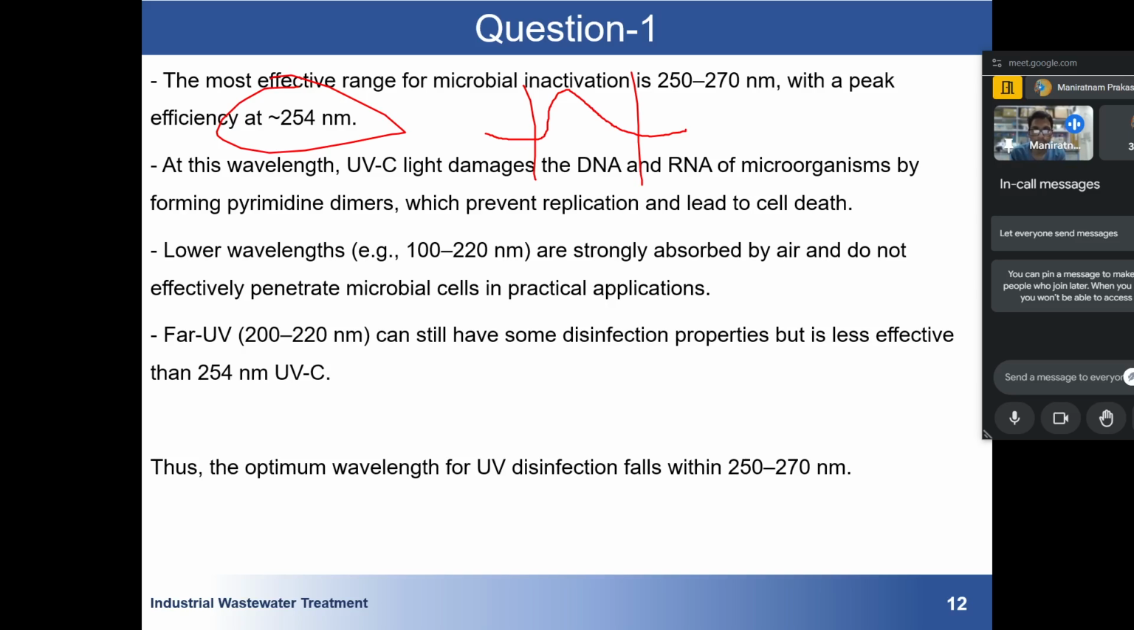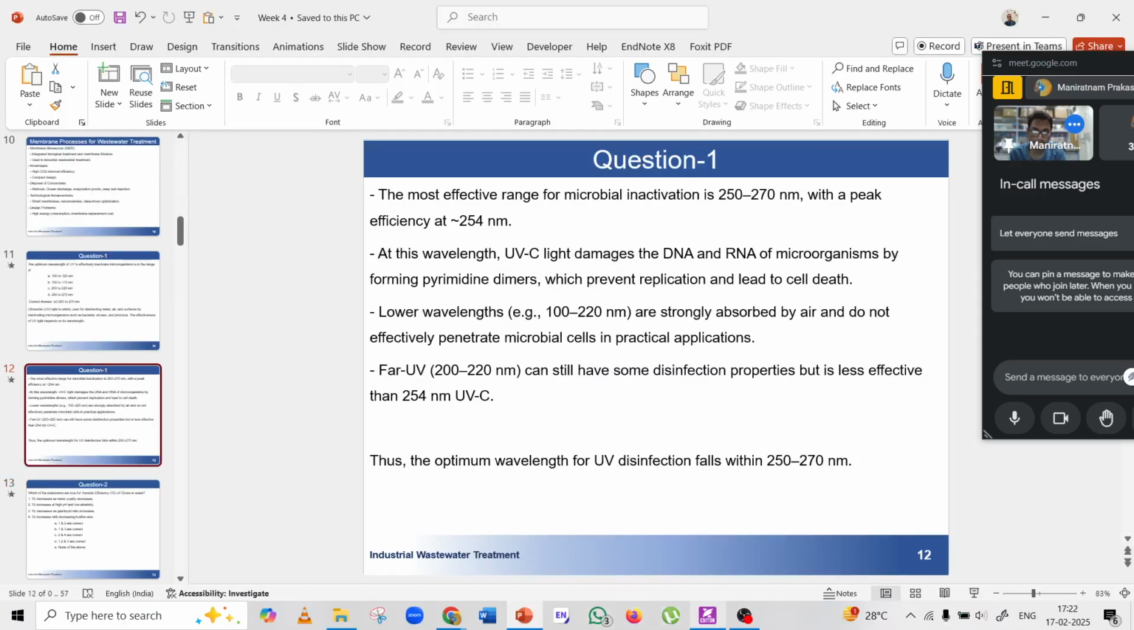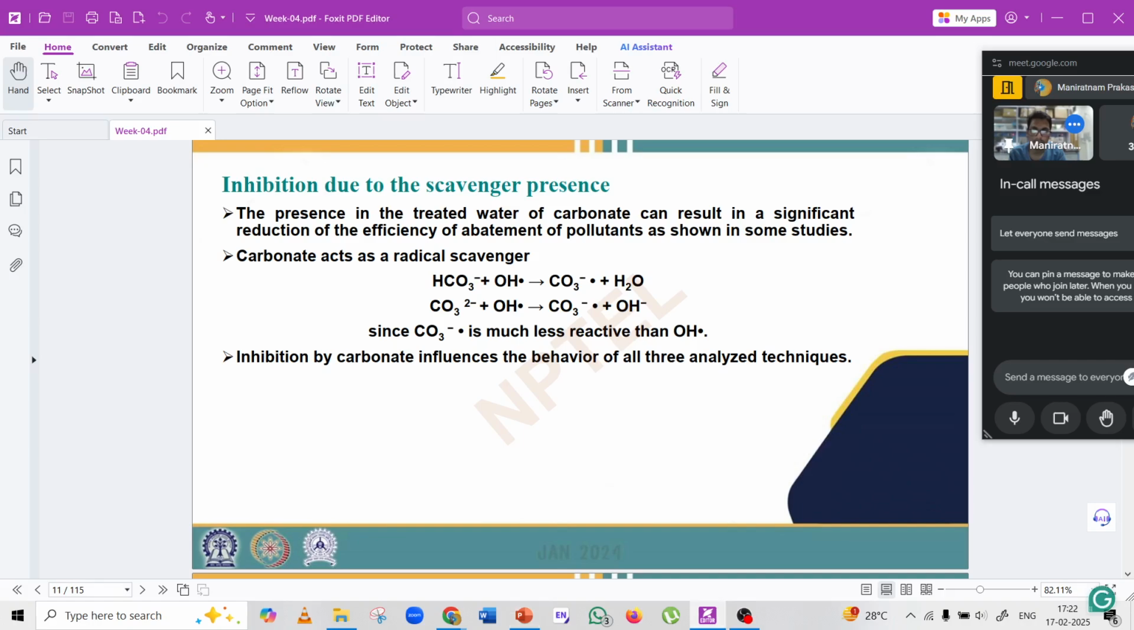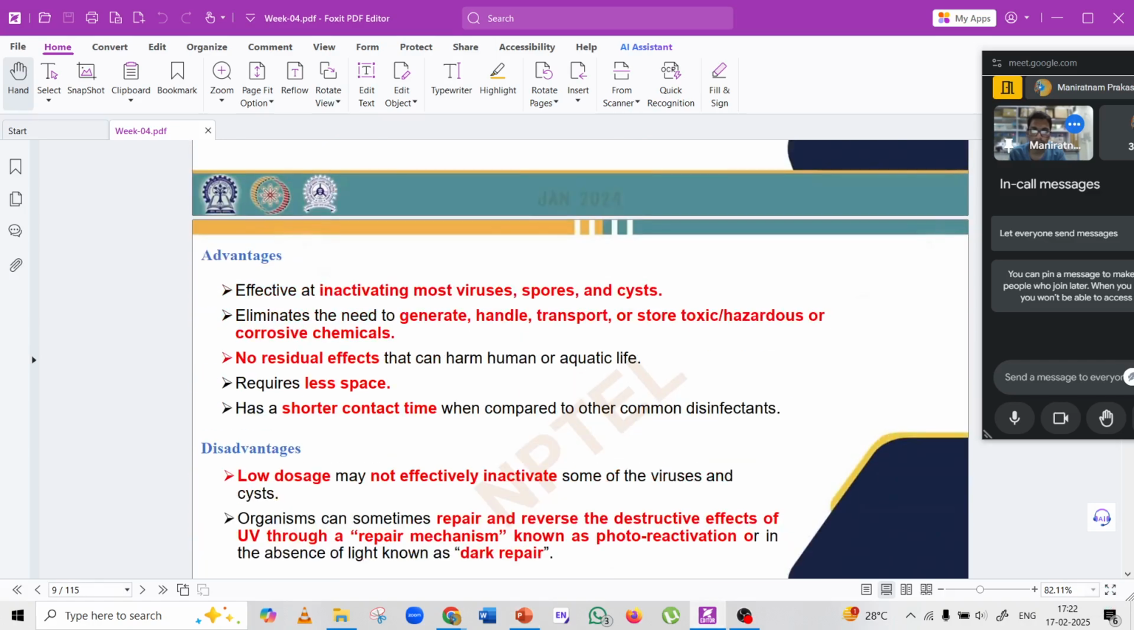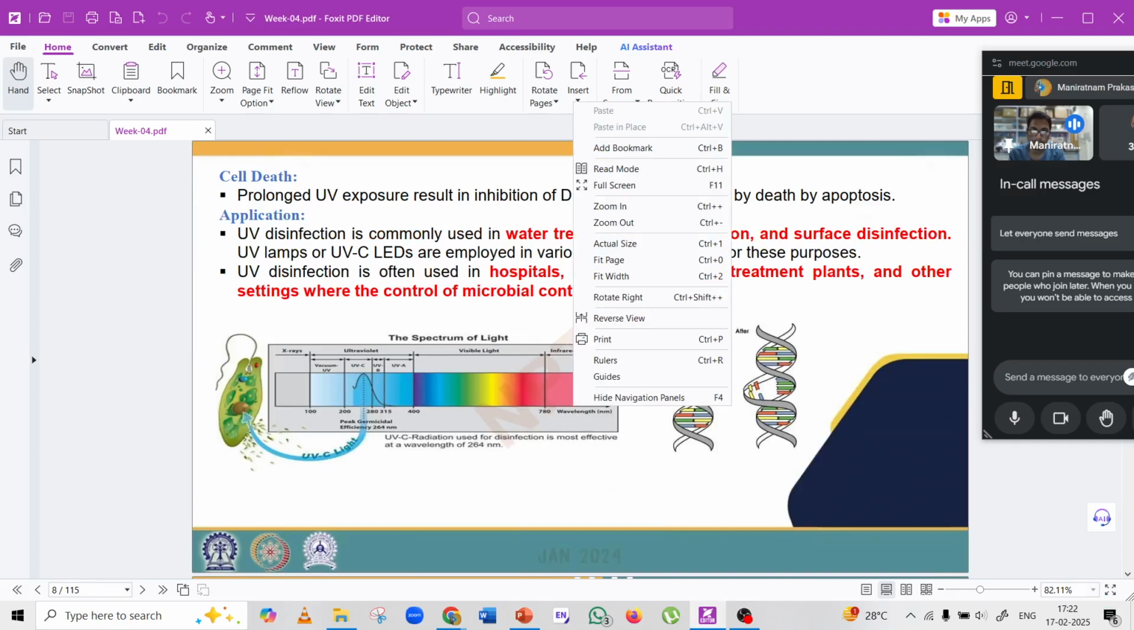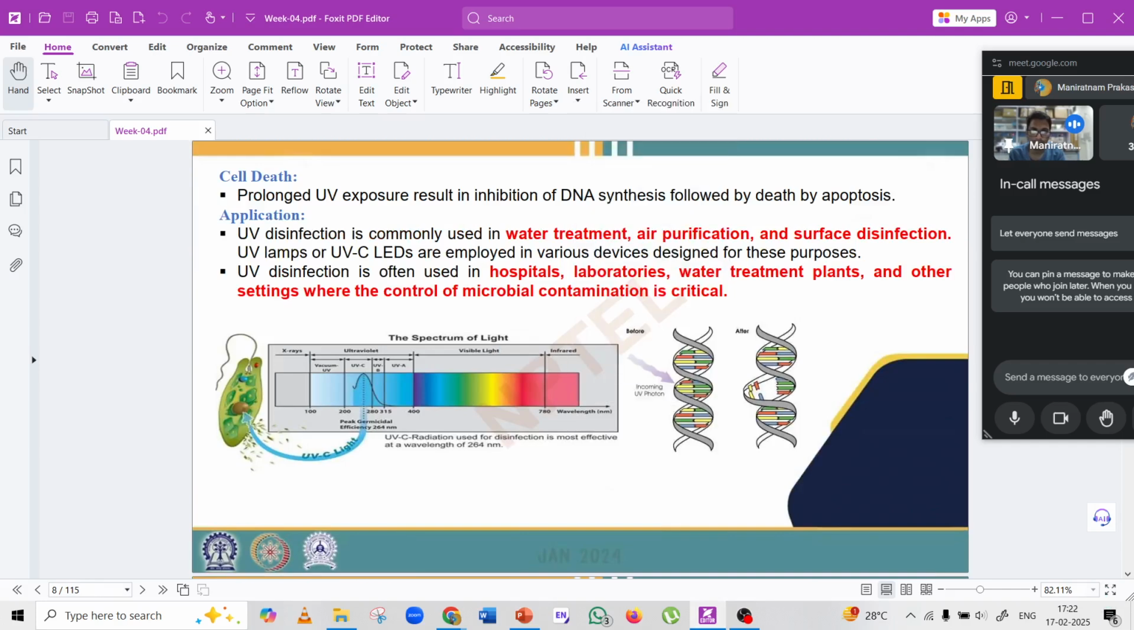UVC light damages the DNA of microorganisms by forming pyrimidine dimers. These are some of the technical terms, so I'm not going to discuss them. You can see them for your reference. I will just say that these pictures we were seeing are pyrimidines.